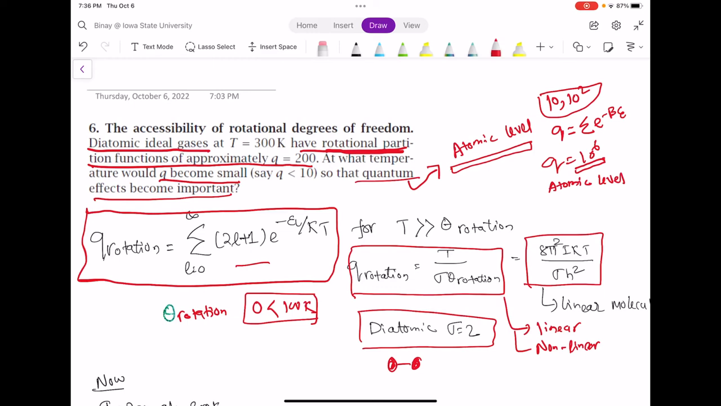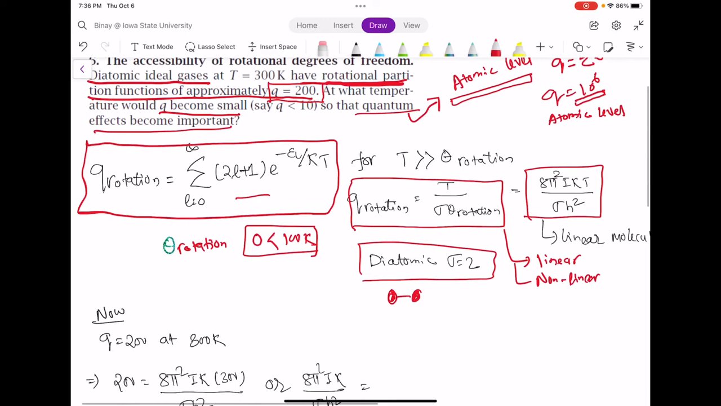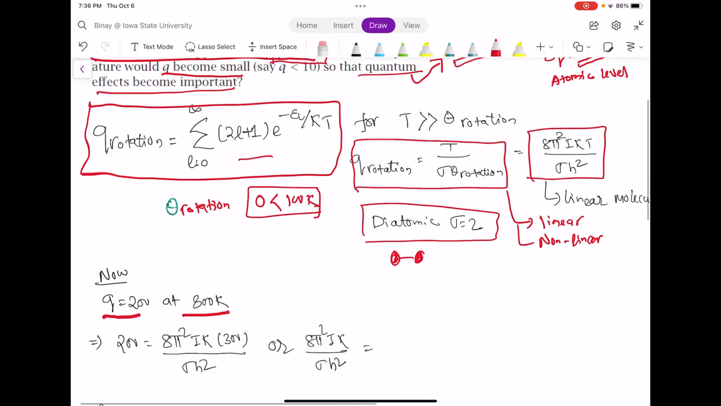We know how the quantum effects are important, and we have the formula for Q. Now you just have to calculate the value of temperature. First, let's see how to get the other values. Q is given as 200. I just wrote it here: Q is 200 at T equal to 300 Kelvin. So this should be 200. I'll put the formula over here: 8 pi square Ik over sigma h square into 300, which is the temperature.